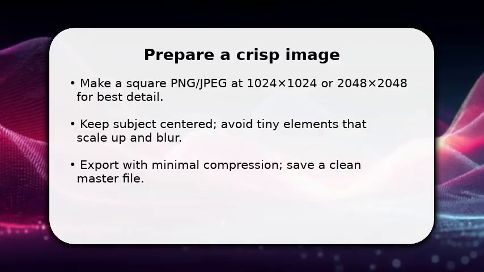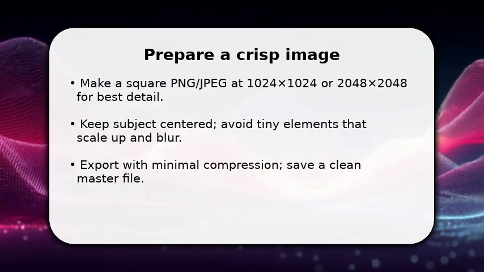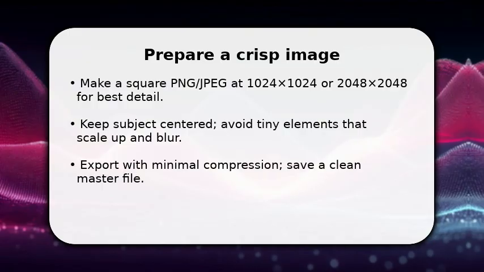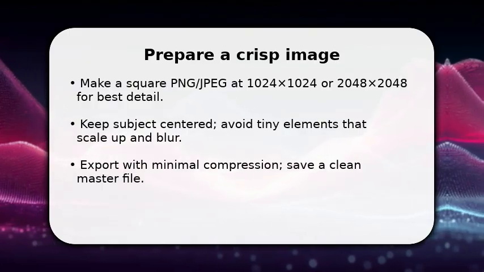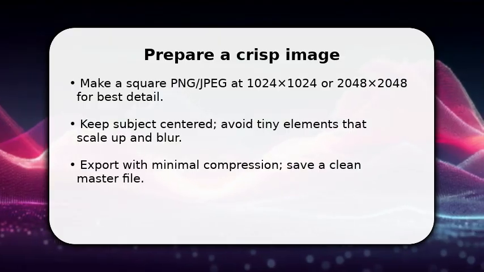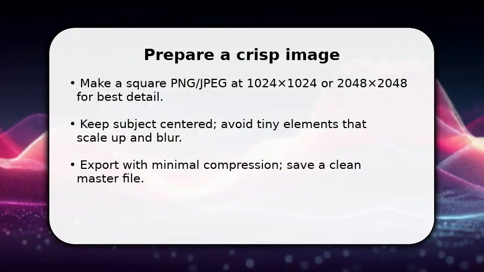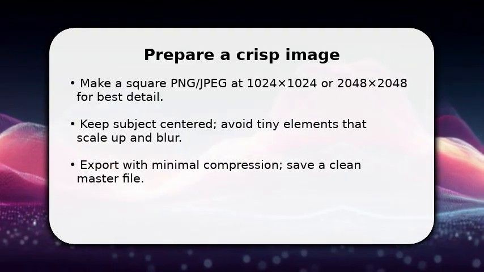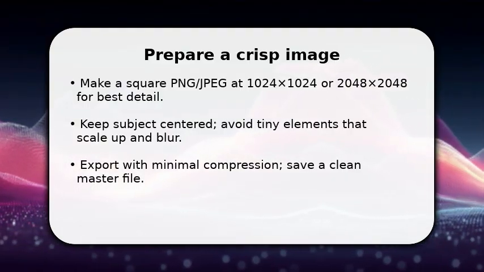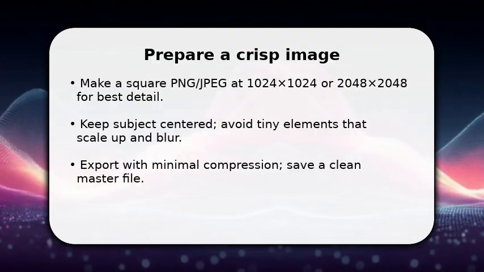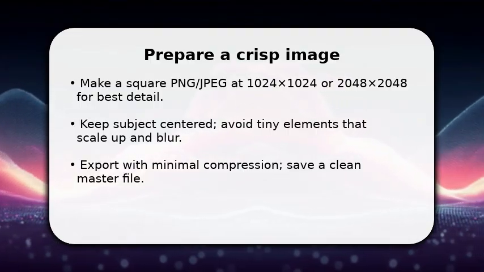You start by creating the highest quality source image you can. Use a square canvas, 1024 x 1024 or 2048 x 2048, so Roblox doesn't resample unevenly. Once done, export as a PNG or high-quality JPEG with minimal compression to preserve edges and contrast. Make sure the important art fills the canvas. You'll lose detail if the subject is tiny. You're not tinkering with settings yet.